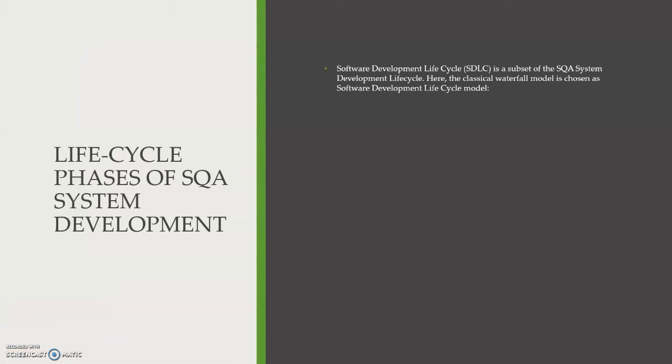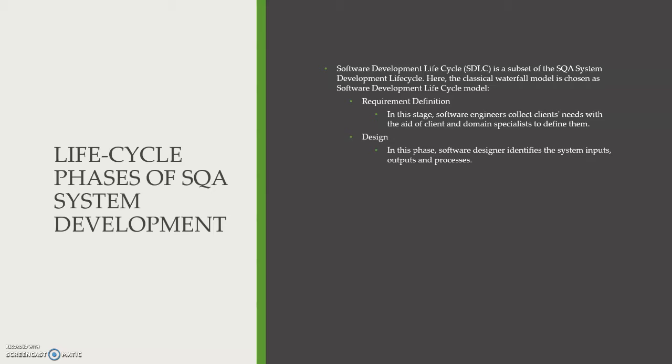Next is the life cycle phases of SQA system development. SDLC, Software Development Lifecycle, is basically a subset of the SQA system development lifecycle. In this slide, I'll be using the waterfall model. It starts off with the requirement definition. In this stage, the software engineer collects the client requirements with the aid of clients and domain specialists to define them. It's important to have a defined requirement definition to help the software developers develop the system that the client needs. Then the design: in this phase, software designers identify the system input, output, and processes.